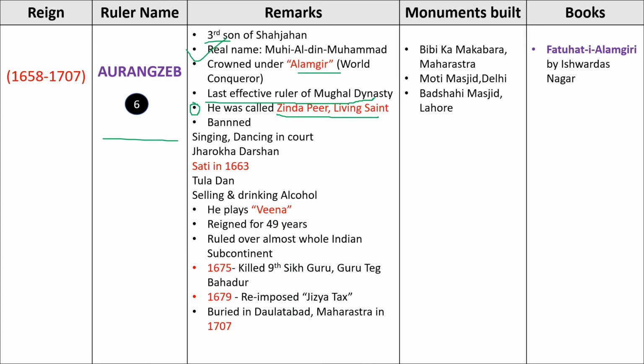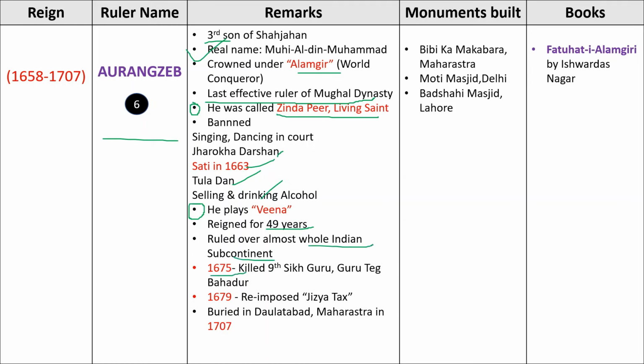He banned singing and dancing in his court, Jharokha Darshan, Tulsi Dan, and selling and drinking alcohol. He used to play the Veena. This is also an important question. He ruled for over 49 years, a long 49 years. He ruled over almost the whole Indian subcontinent.